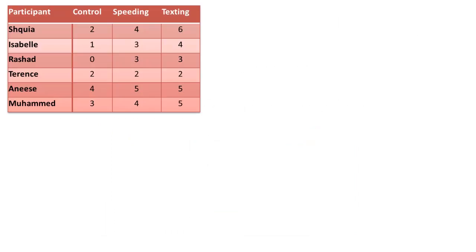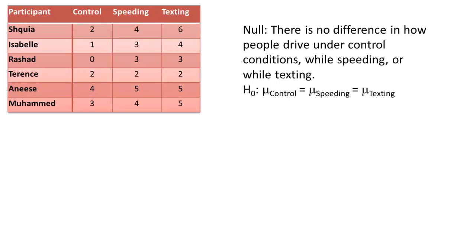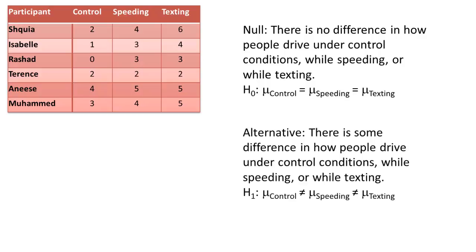Here's the data again, and of course we always have to start by stating our null and alternative hypotheses. So the null hypothesis states, no different from a between subjects analysis, that there's no difference across conditions. The alternative hypothesis says that there is going to be some difference across these three conditions.